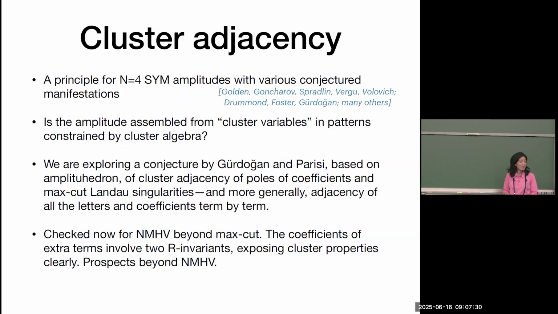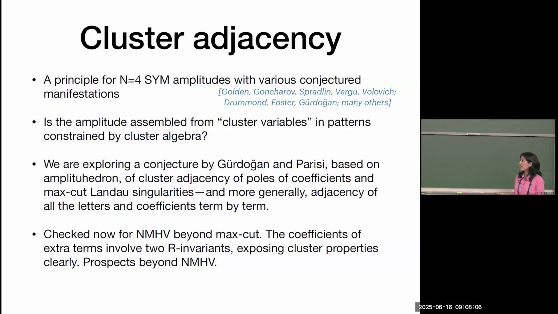So we just have some comments on cluster adjacency. Again, I can't explain cluster algebra; I'm just making this comment here. Cluster adjacency is a relatively new principle for N=4 super Yang-Mills amplitudes that's associated with various conjectured manifestations. Basically, the question is to what extent is the amplitude assembled from so-called cluster variables in patterns that are further constrained by cluster algebra operations?